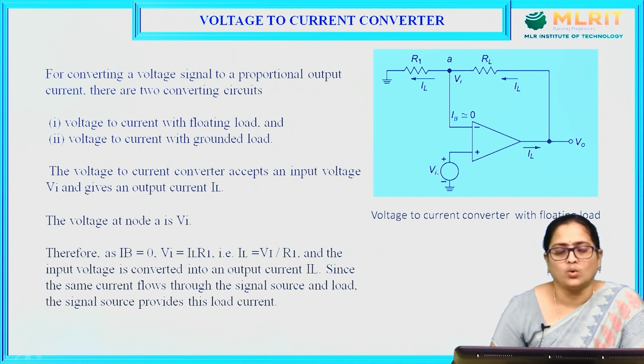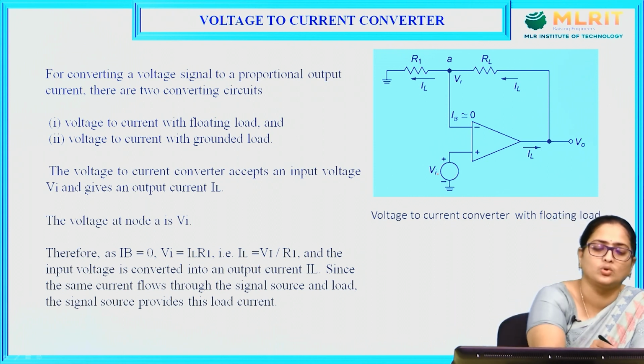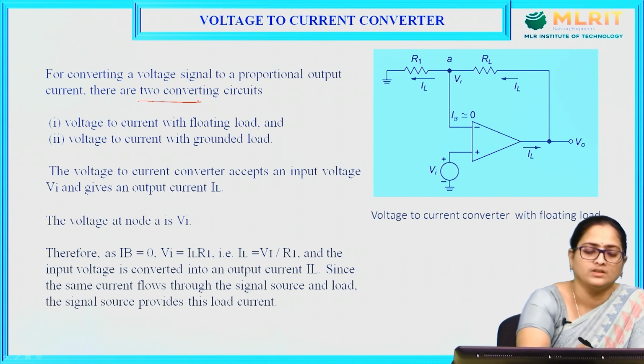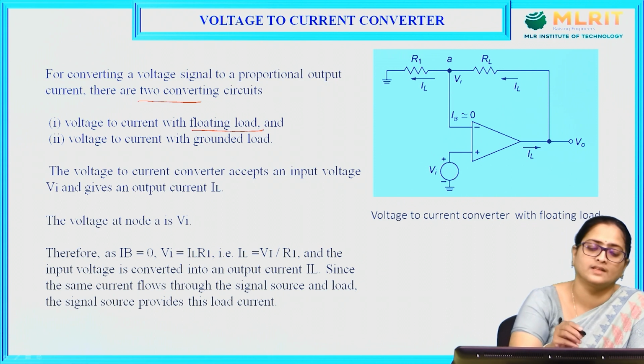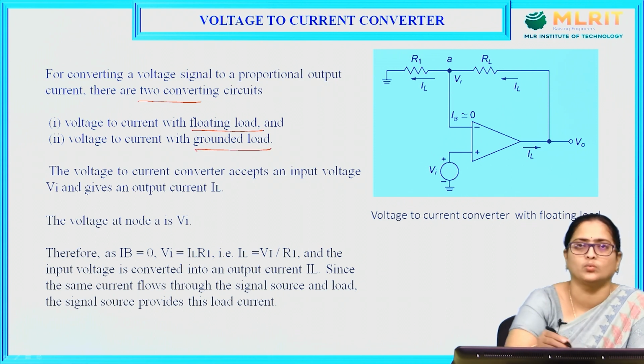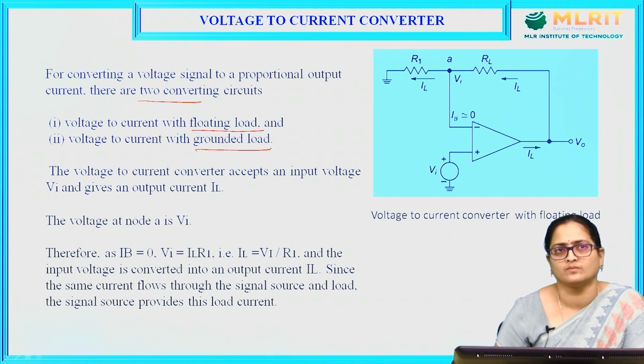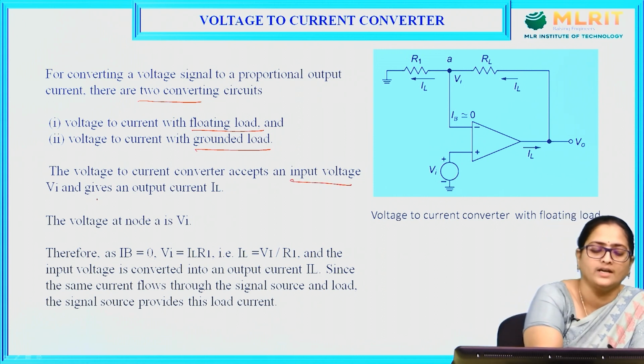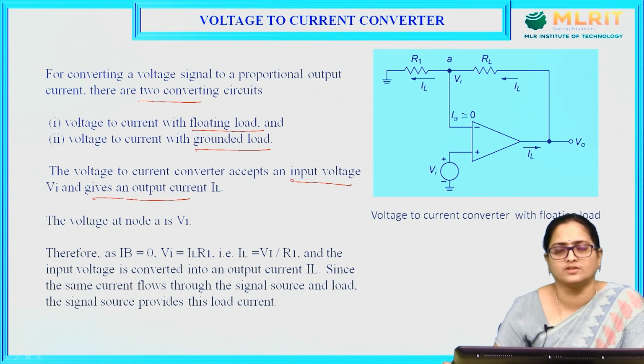For converting a voltage signal to a proportional output current, there are two converting circuits. The first one is voltage to current with a floating load, and the second one is voltage to current with a grounded load. The voltage to current converter accepts an input voltage and gives an output current which is IL.